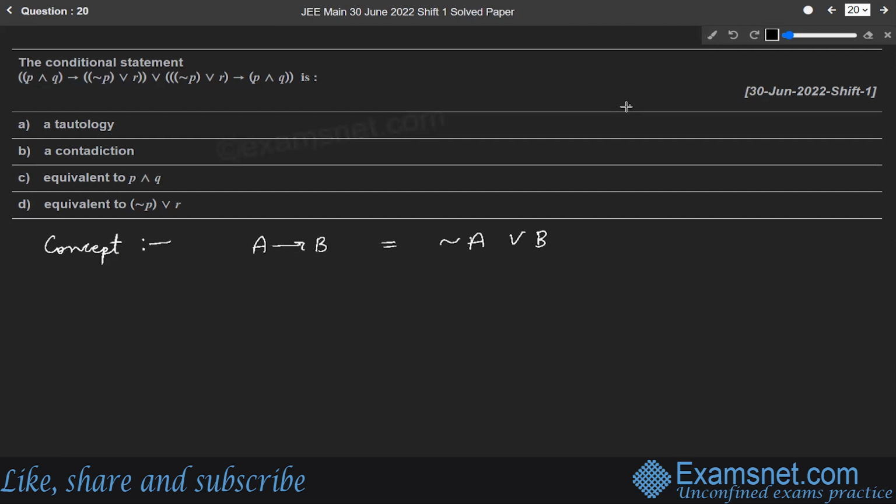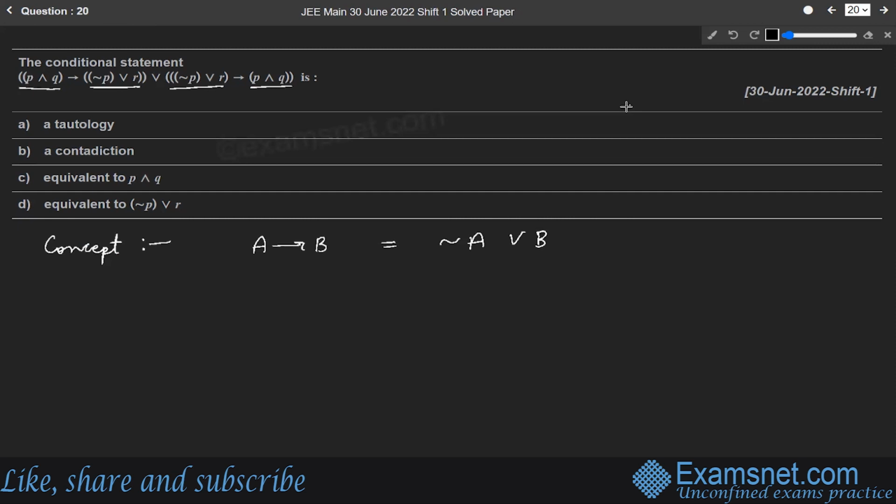The first part is P and Q implies negation of P or R. So this part is A implies B. Again, this part is A implies B. So the concept that we have to use here is: if A implies B, then it is always equal to negation of A or B.